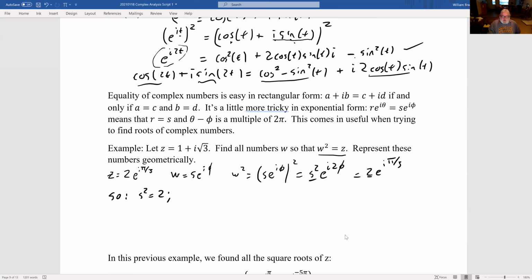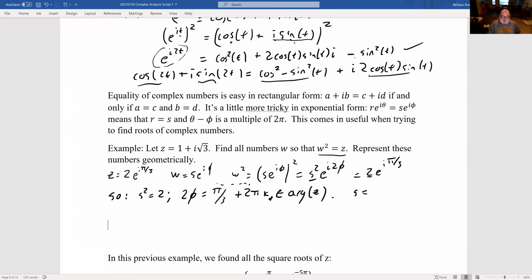And 2 phi has to be pi over 3 plus 2 pi k, where k is some integer. And note that this, right, is just some number that's in the argument of z. So what does that tell us?